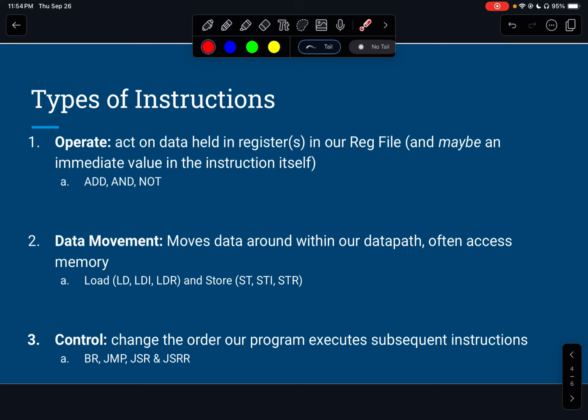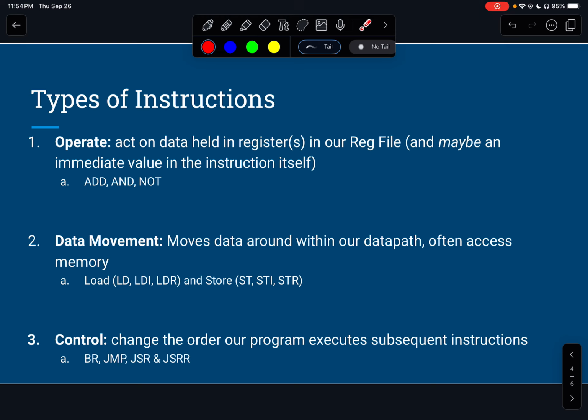First one being the operate instructions, and this is going to act on data held in registers, usually in our register file. And then the second operand could be another register in our register file, or it could be an immediate value contained in the instruction itself. And that immediate value will usually be in the least significant bits of the instruction. It could be 9 bits, 6 bits, or 5 bits.